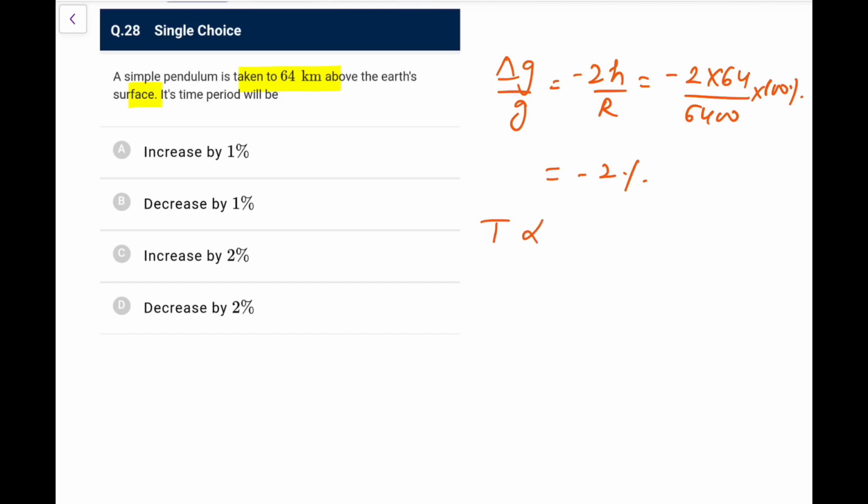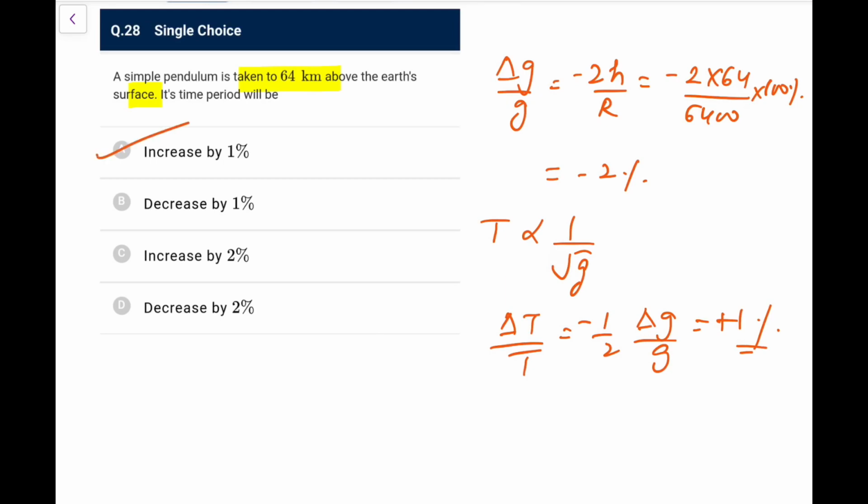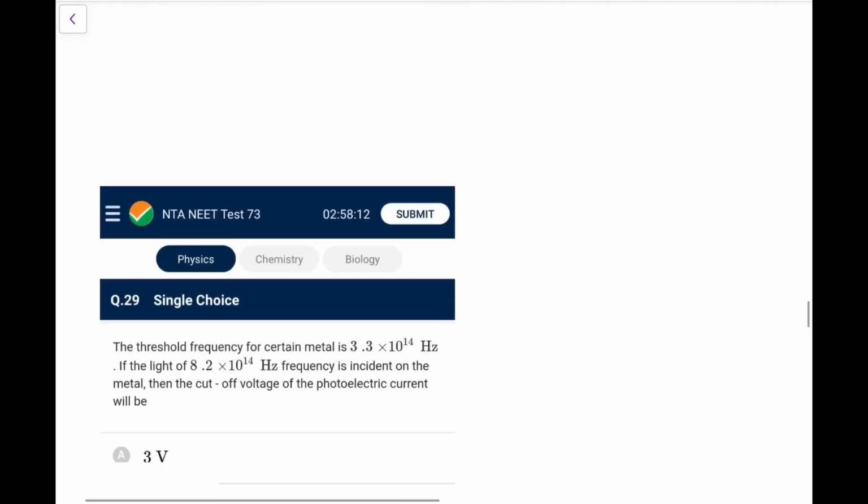So time period is proportional to 1 by root g. So the change delta T by T is minus half times delta g by g, so it will increase by 1%. So the time period is going to increase by 1%.